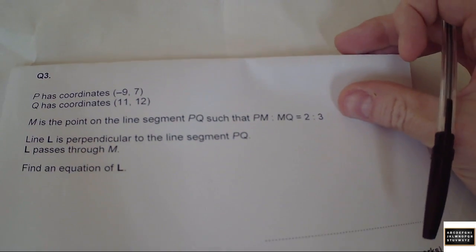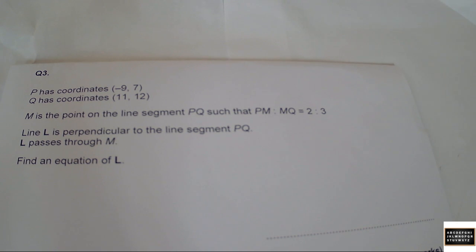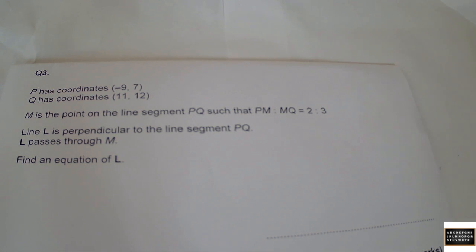Right, a couple more loose ends to tie up. There were a couple more questions I thought that I would show you, just on the same sort of topic, but connected to it. So these two final questions are both on what you call coordinate geometry, but they are similar in a lot of ways. So this one here is talking about two coordinates, minus 9, 7 and 11, 12. And it's talking about line segments and ratios and all sorts of things.